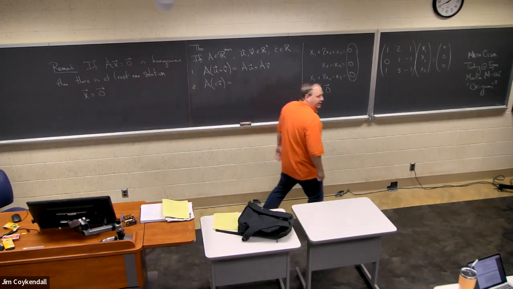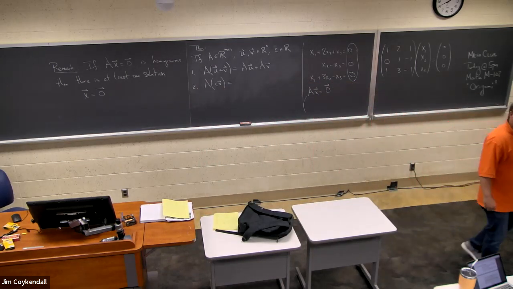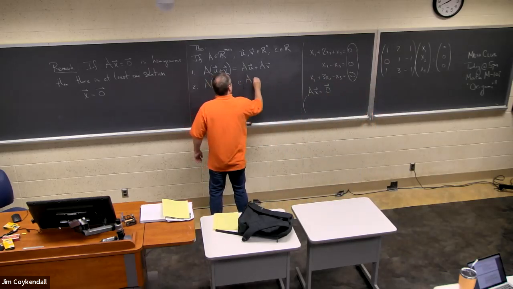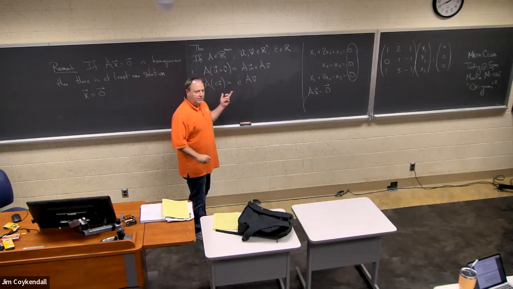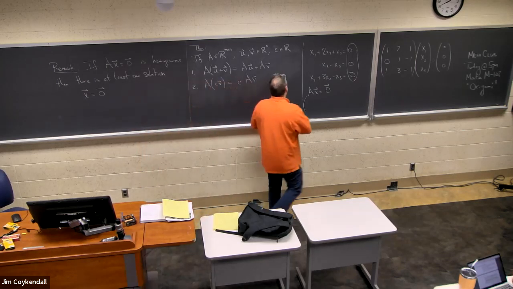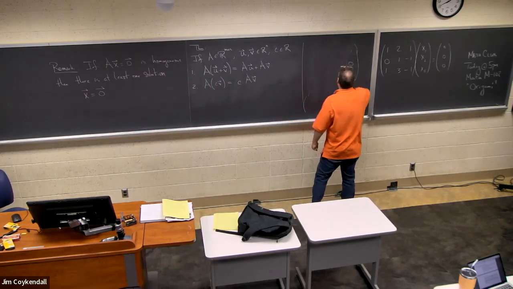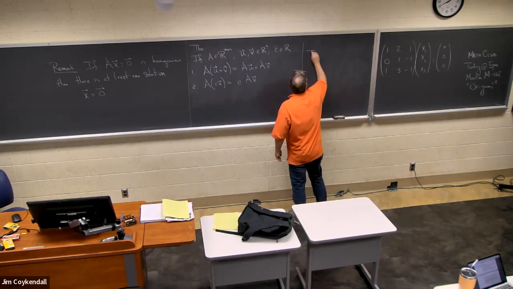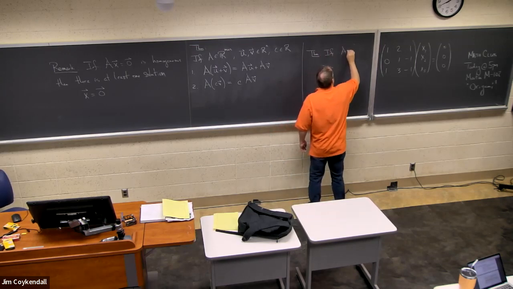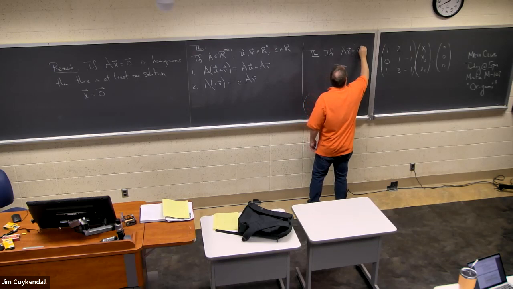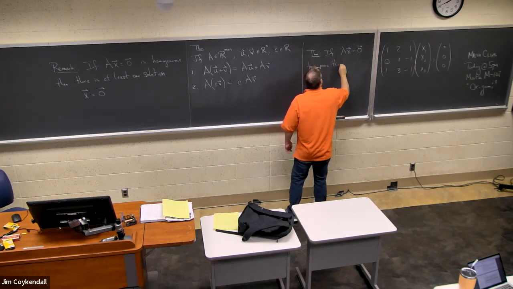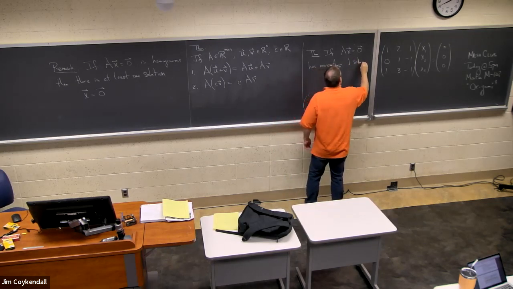Anybody want to guess what I'm going to write on the right side here? You can pull a constant out. This is actually quite important. This second one right here shows that if we have a homogeneous system with zero that has more than one solution, then it has infinitely many.